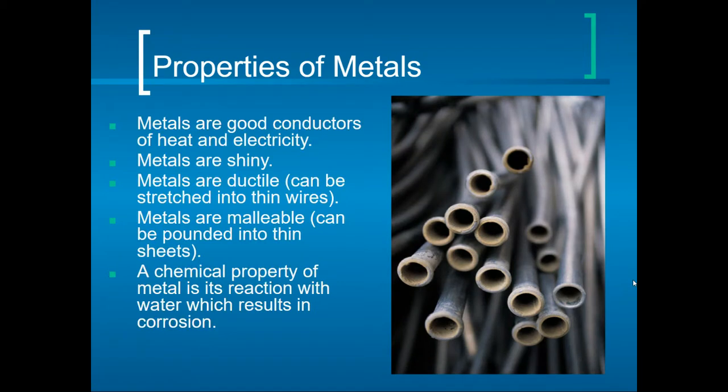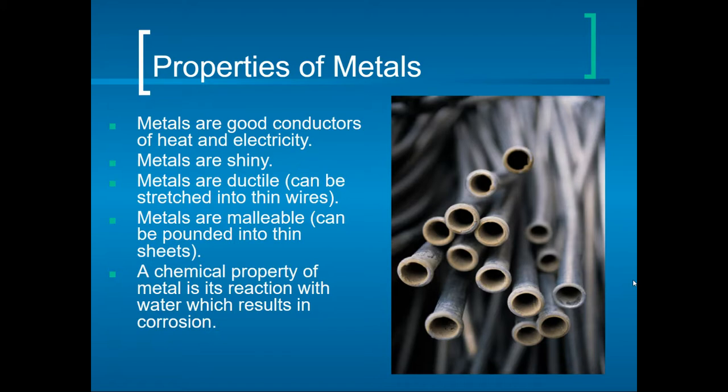All right, so properties of metals. The big thing about metals is that they are very good conductors of electricity, which means that electricity will flow through them. Think about wire. Metals are also shiny. Metals are ductile, which means that they can be stretched into thin wires. Metals are malleable, which means they can be flattened into sheets. Ductile means they can be stretched into wires.